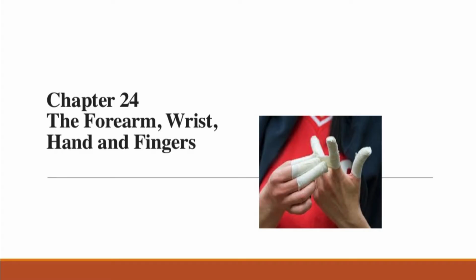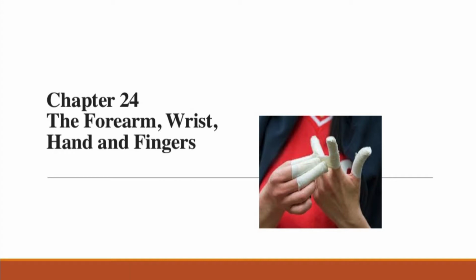Chapter 24, the wrist, hand, and fingers. In this chapter, you will learn about the common injuries related to the forearm, wrist, hand, and fingers. These include contusions, fractures, and dislocations. We will also review rehabilitation principles for these joints.